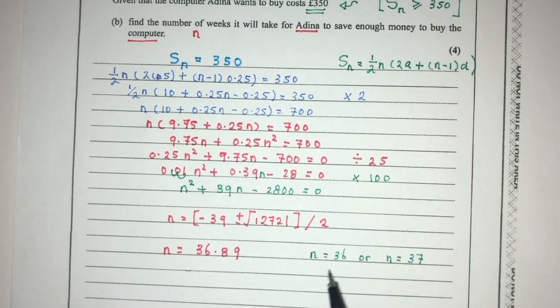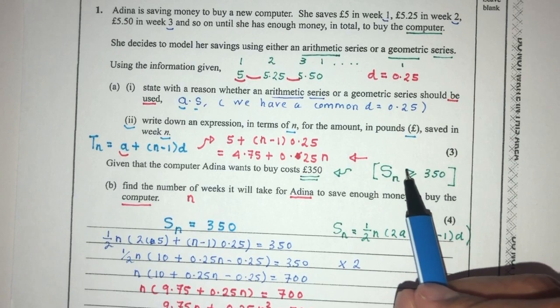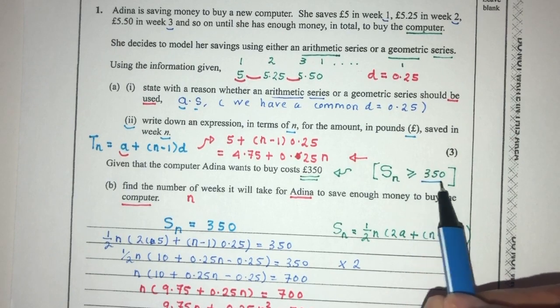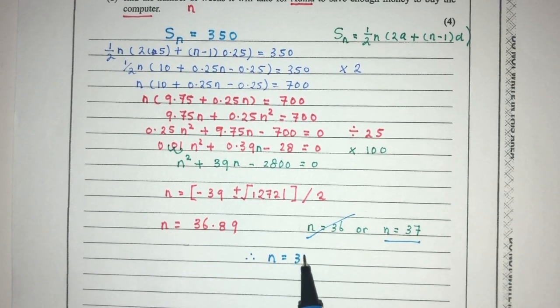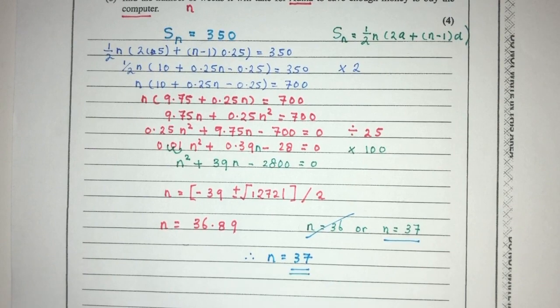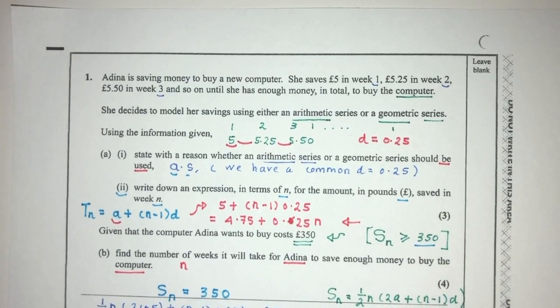So by trying those two values, you can clearly see that if you choose 36, it will be less than the required amount. So because of that, you will have to choose this one. Because as you can see here, the condition needs to be at least, or more or equal to this. Because of that, we have to choose more than this. So n has to be 37, which means that Adina has to save for 37 weeks to have the amount to buy the computer. And that is your question number 1.